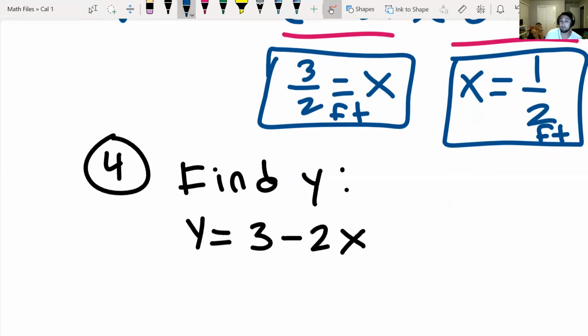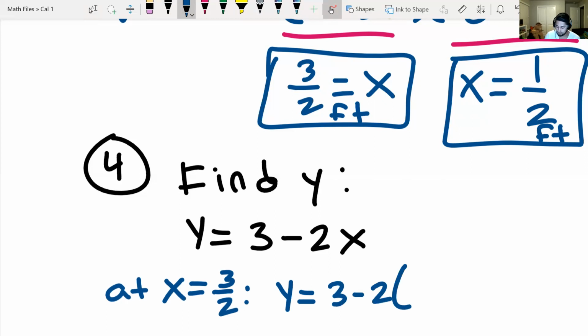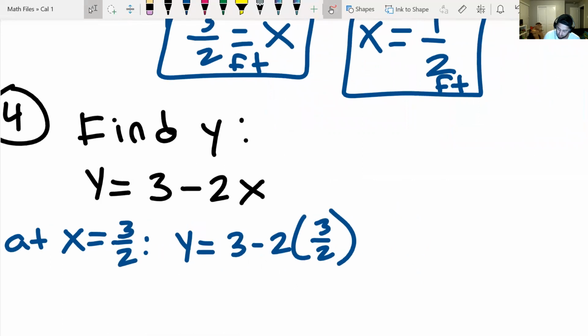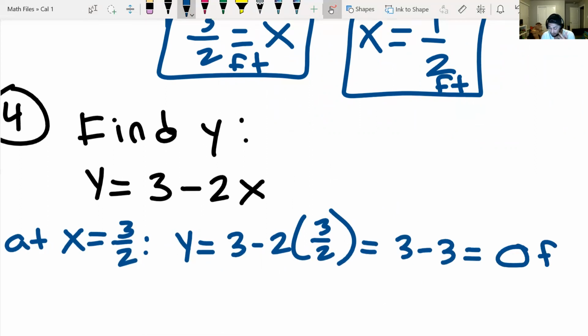So let's try our first x value. At x equals 3/2, we get y equals 3 minus 2 times 3/2. This gives me 3 minus 3, which gives me 0. 0 feet. Can we use 0 feet to complete my box? No. So this means 3/2 is out.